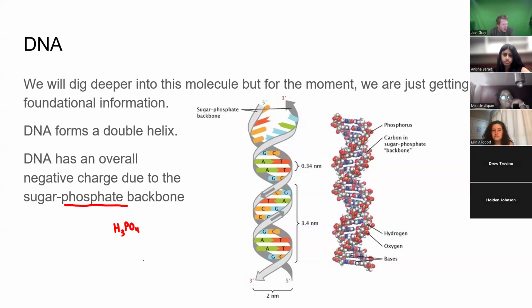A phosphate ion is PO4 3 minus. We'll get deeper into this later on, but anytime you hear that DNA has an overall negative charge, that's because of phosphate, a phosphate ion that helps comprise the backbone of a DNA molecule, a double-stranded piece of DNA.